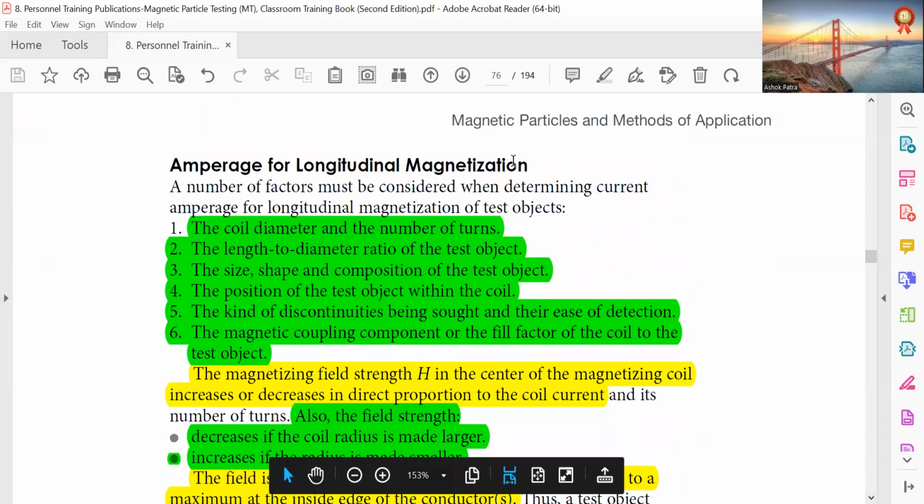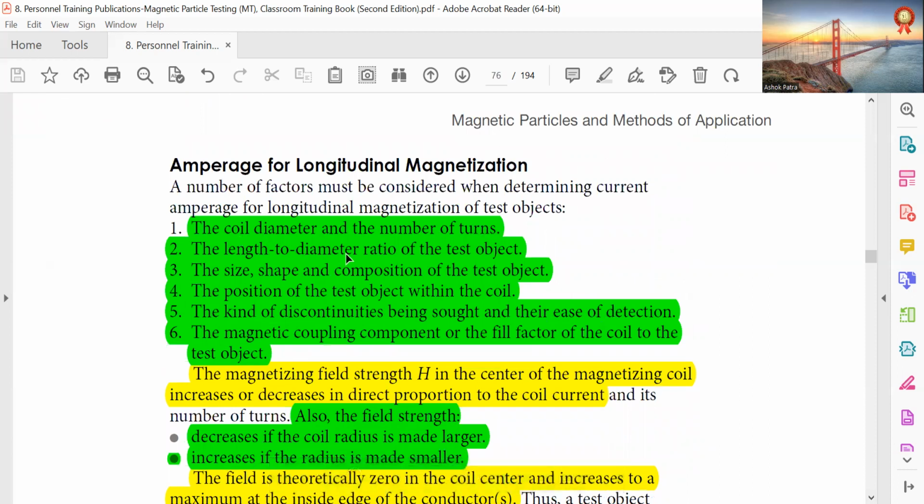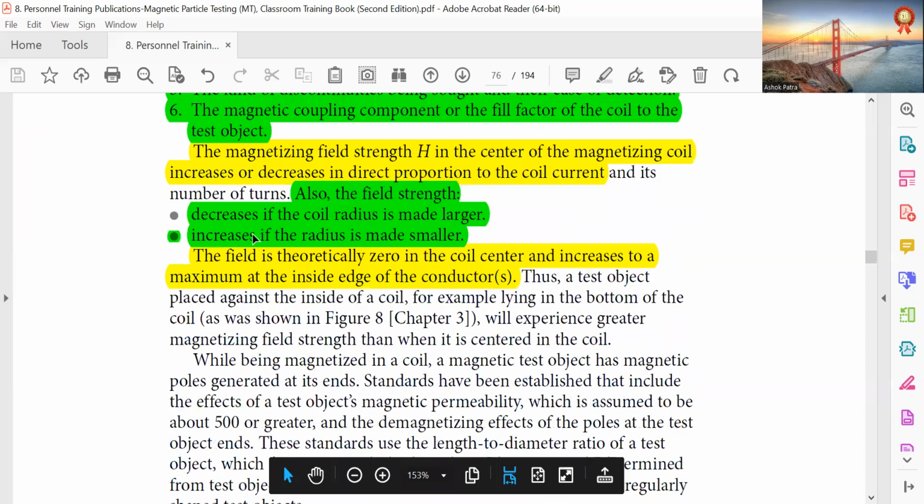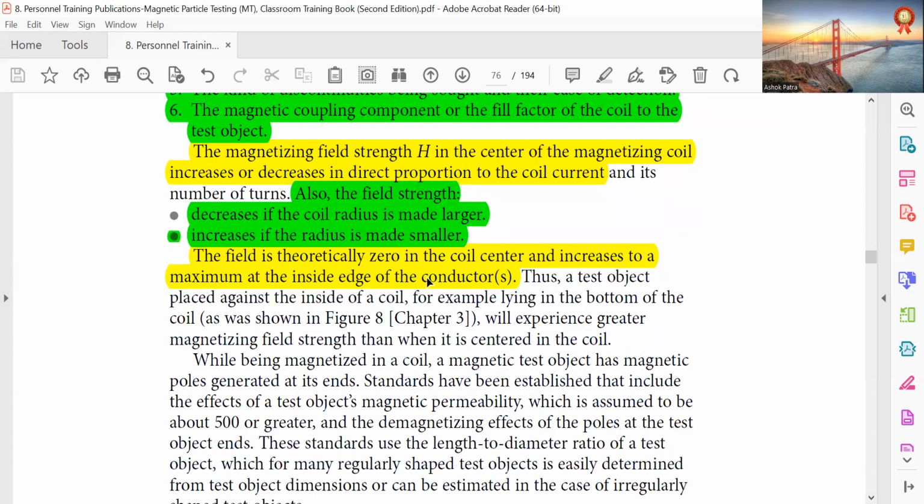Amperage for longitudinal magnetization depends on the coil diameter and number of turns, the length to diameter ratio, test object size, shape and composition, position of the test object within the coil, kind of discontinuities being sought and their ease of detection, and magnetic coupling or fill factor of the coil to the test object. The magnetizing field strength H in the center of the magnetizing coil increases or decreases in direct proportion to the coil current. Also, the field strength decreases if the coil radius is made larger and increases if the radius is made smaller. The field is theoretically zero in the coil center and increases to a maximum at the inside edge of the conductor. Already we've seen the figure, so I think it is enough.